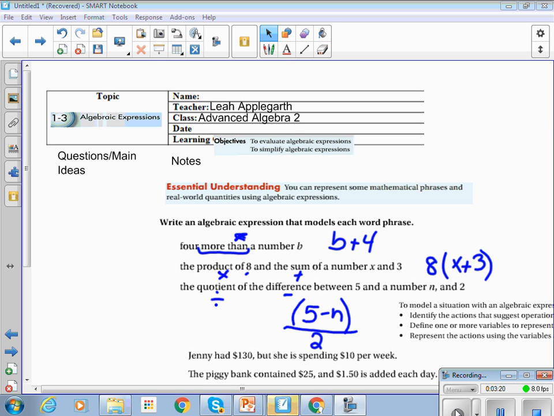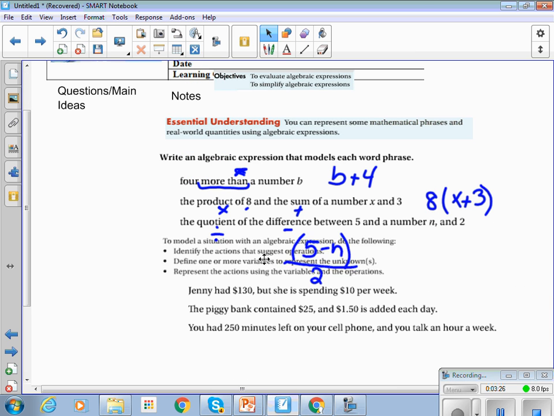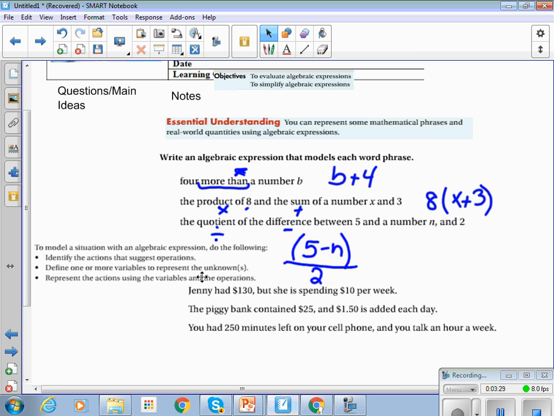The rule of thumb that your book uses, you guys do not have to write this down, to model situations with algebraic expressions is identify the actions that suggest operations. Add, subtract, multiply, divide. What are we going to be doing? Define one or more variables, x, y, a, b. What letters are we going to use to represent? And then represent the actions using variables and operations. So put all that together. We know what operation we're going to do. We know what variables we're going to use. Now we're going to put them all together.